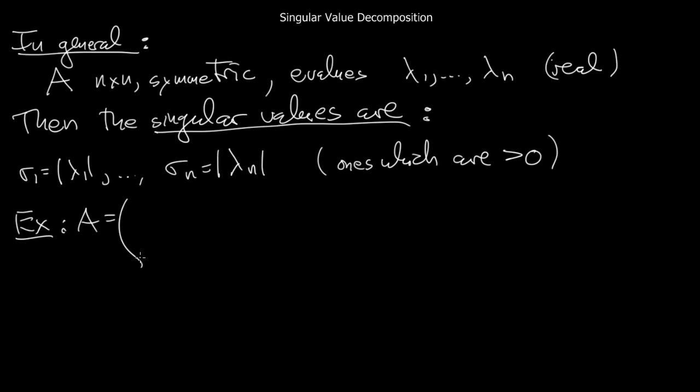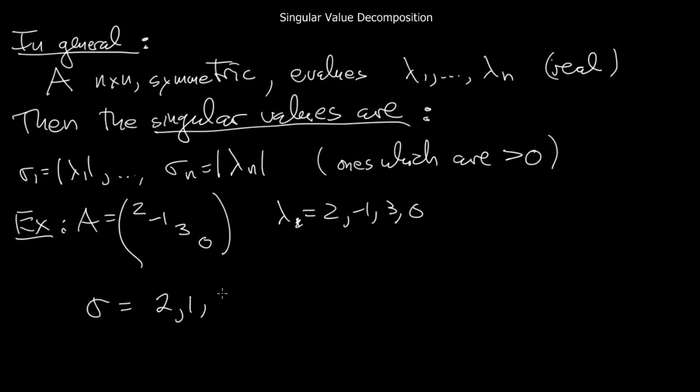So, for example, if A was this matrix, then its singular values are what? Well, its eigenvalues are 2, minus 1, 3, and 0. So that says its singular values are 2, 1, and 3. Make them positive and throw away the 0.